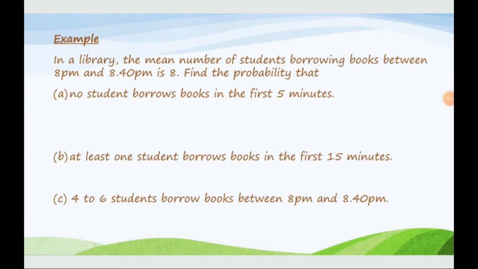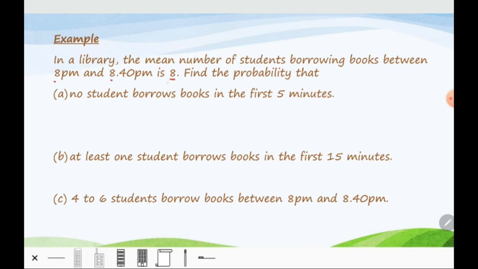And next example. In a library, the mean number of students borrowing books between 8 p.m. to 8:40 p.m. is 8. To find the probability that no student borrows books in the first 5 minutes. So we need to calculate, because from 8 to 8:40 we got 40 minutes. So the lambda for 40 minutes is 8.